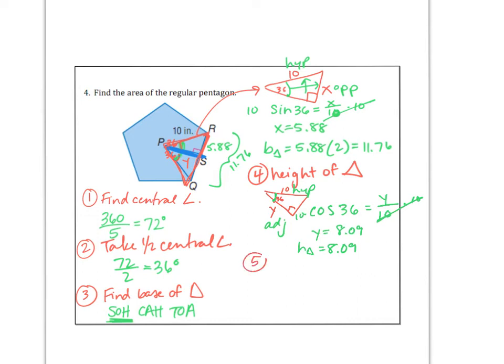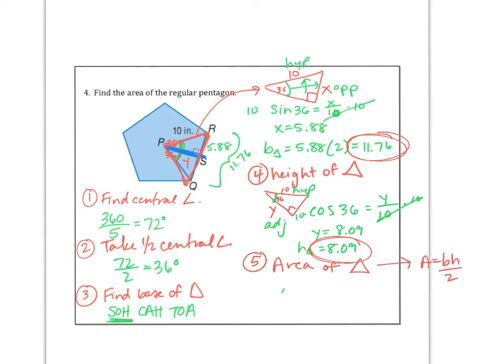Step number 5. Hey, this is cool. We have the base of our triangle. Here it is. We have the height of our triangle. Here it is. So our fifth step, step 5, is we can find the area of the triangle, which remember, area is going to be base times height divided by 2.